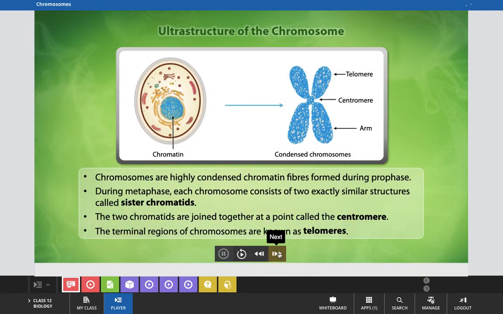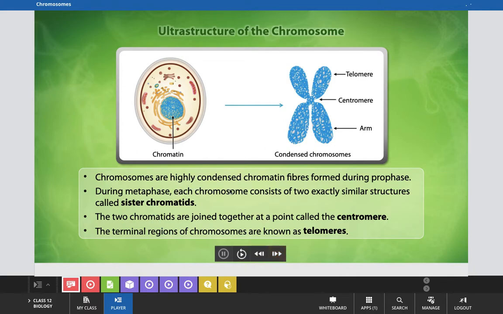Now here you can see the ultrastructure of the chromosomes. This is the chromatin that is shown here, and when that chromatin is converted into a condensed chromosome, there are three important parts: telomere, centromere and arm. Centromere is the central portion, and the ends are the telomeres, and then there are the arms.